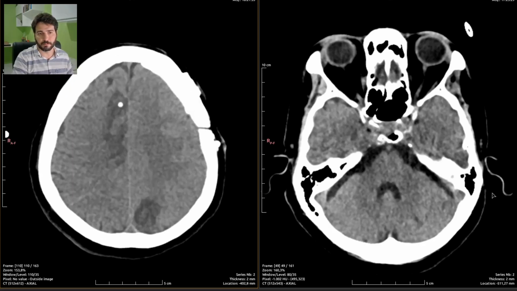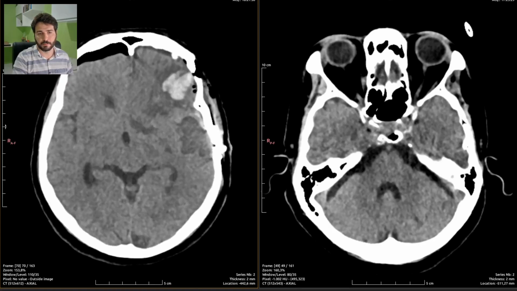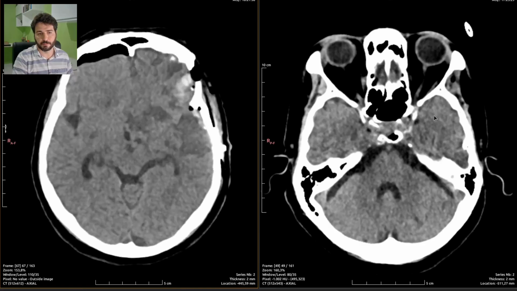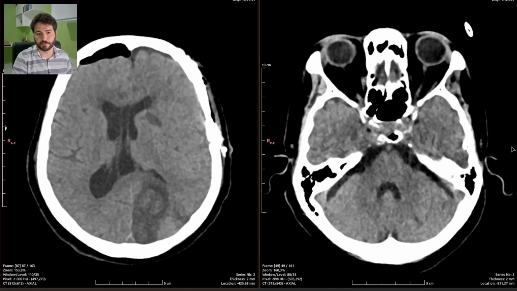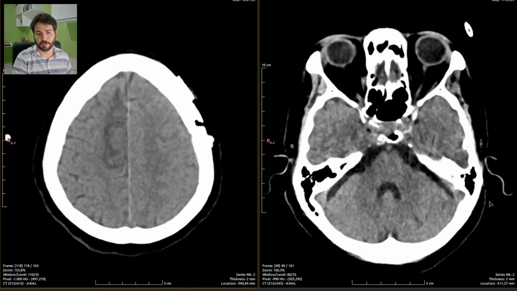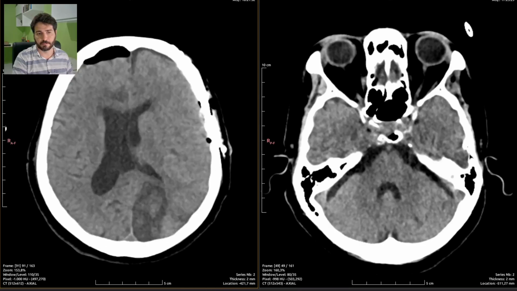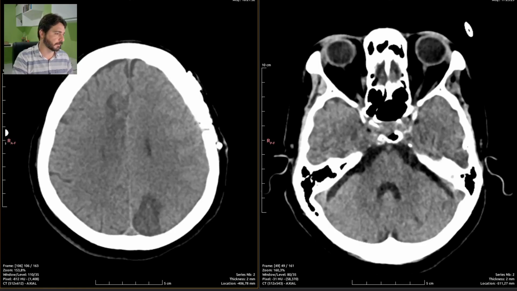Right frontal lobe, left frontal lobe, basal ganglia on the left, occipital left lobe. Oh, there is so much ischemic stroke here. This is major.